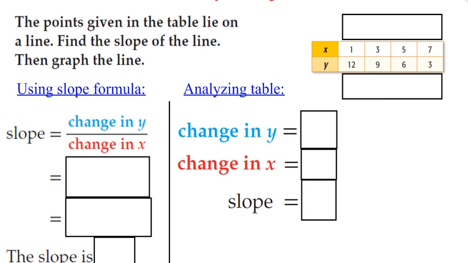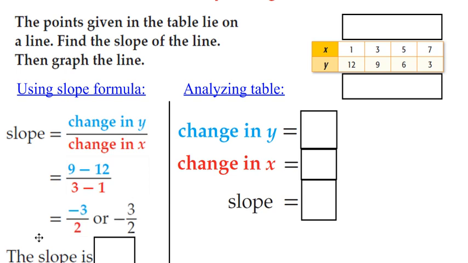Using the slope formula, we take the change in y divided by the change in x. If you pick any two points, in this instance we picked (9, 12) and (3, 1). So we start with 9, we subtract 12, and then we start with 3 and subtract 1, and that gives us a change in y value of -3 divided by the change in x value, which was +2, so the slope works out to be -3/2.